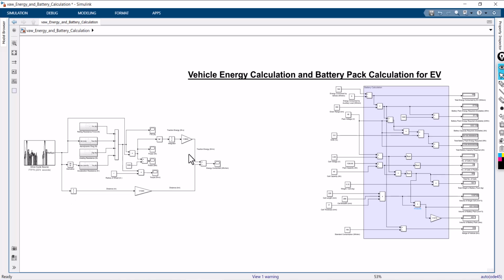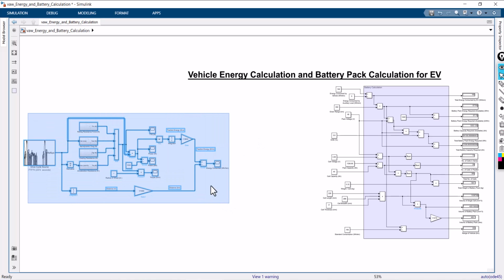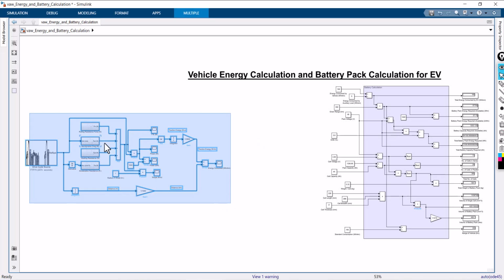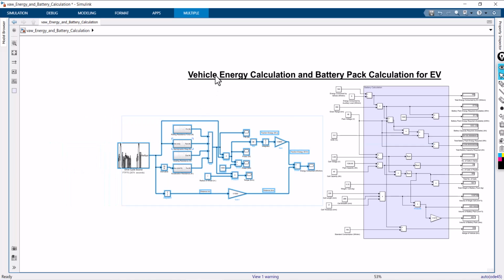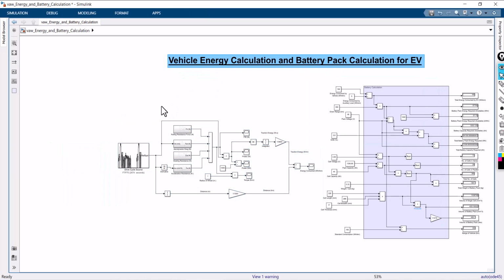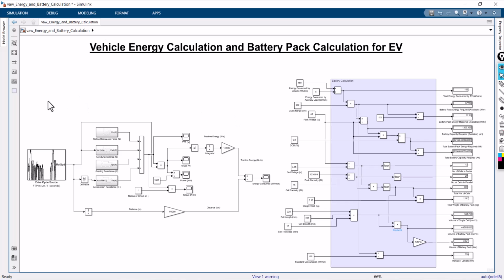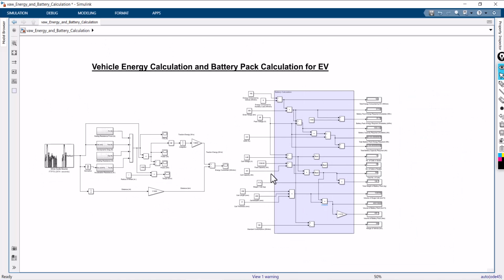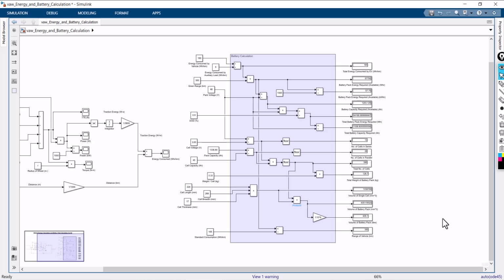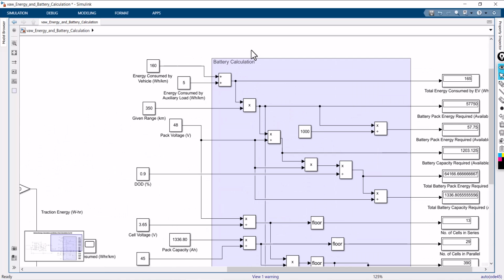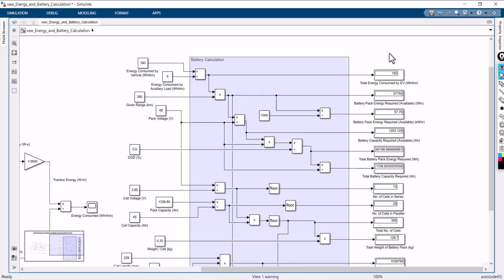So that's why I designed this portion. We already calculated the energy, right? Now I'm going to the battery pack portion. For the battery pack, you can also refer to my old video. That video I already shared, and the link also I already shared. You can check it out. Take only this battery pack calculation.